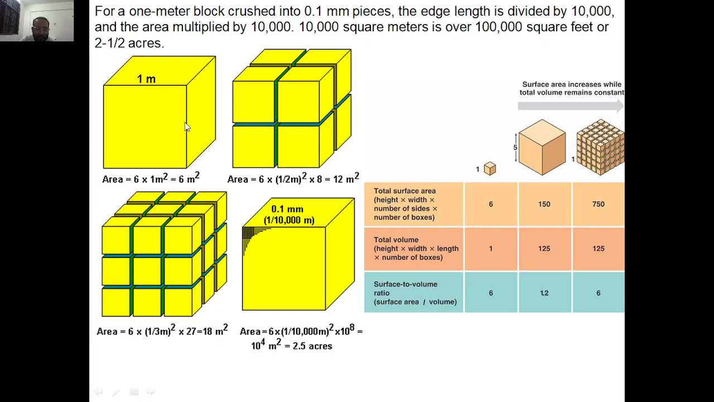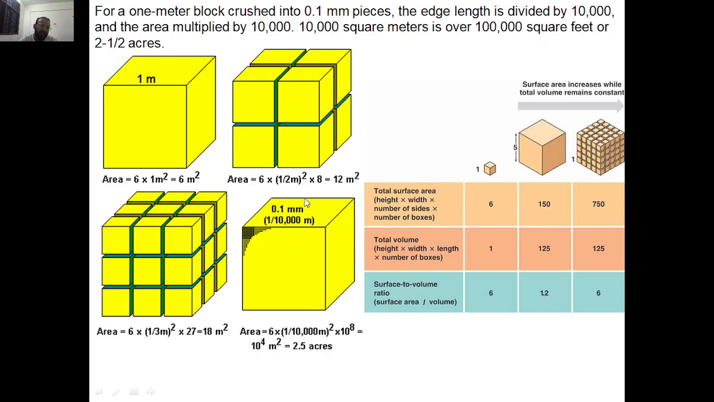If you keep on continuing and reducing, and here 1 divided by 10,000 millimeter, the blocks are going to be around 0.1 millimeter, which is nothing but around 1000 nanometer, or maybe 100 nanometer. So from 1 to 100, or less than 100, consider it as 100 nanometer. You will get the surface area up to 2.5 acres.